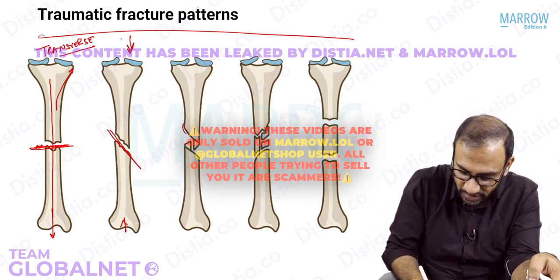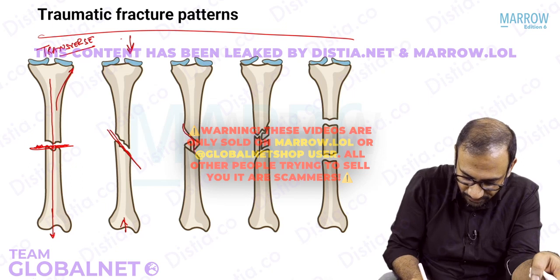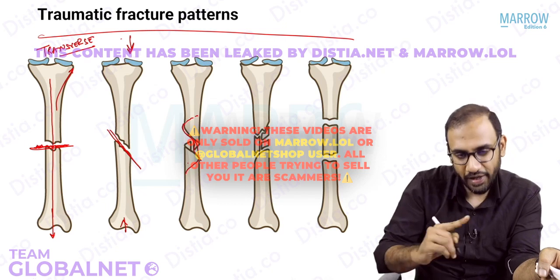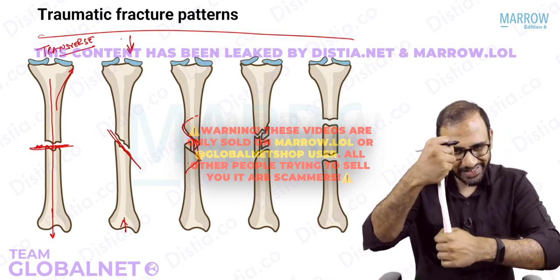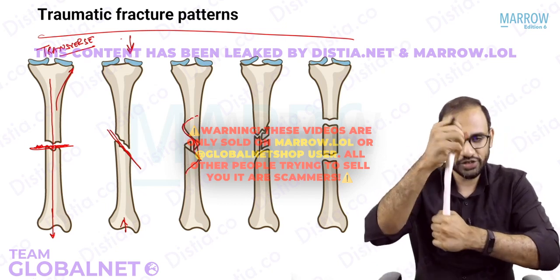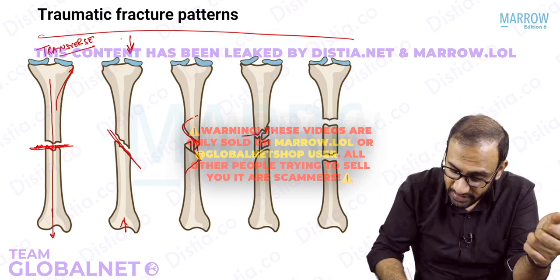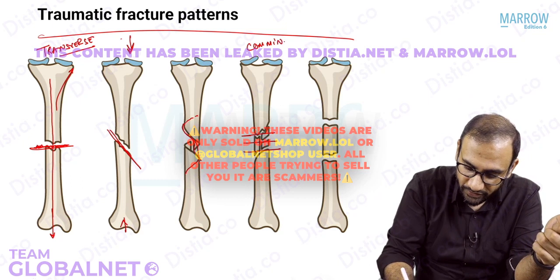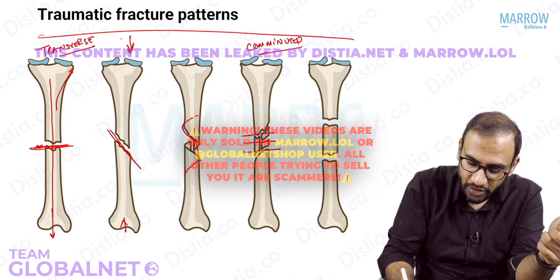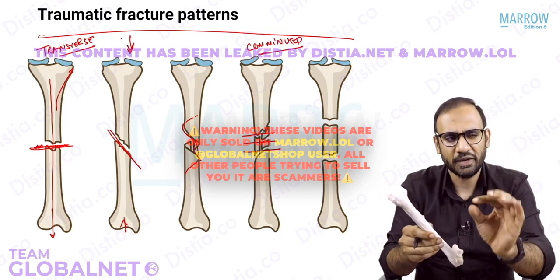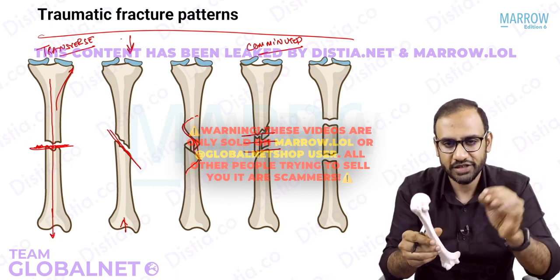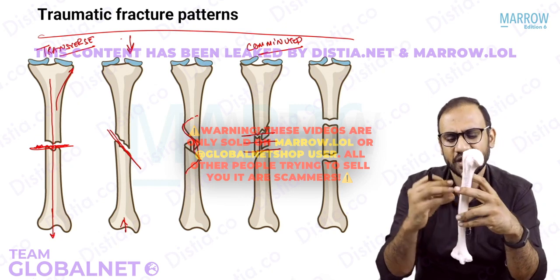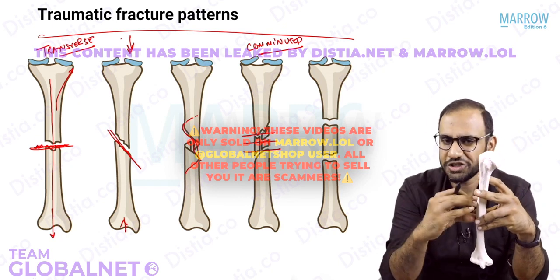Then there is something known as a spiral fracture. The fracture line goes in a spiral. This is because of a twisting injury to the bone. Twisting force gives you spiral fracture. Then there is comminuted fracture. What do you mean comminuted fracture? Comminuted fracture means multiple fragments, multi-fragmentary fracture. It has crushed multiple fractures. This occurs because of direct trauma or crush injury.